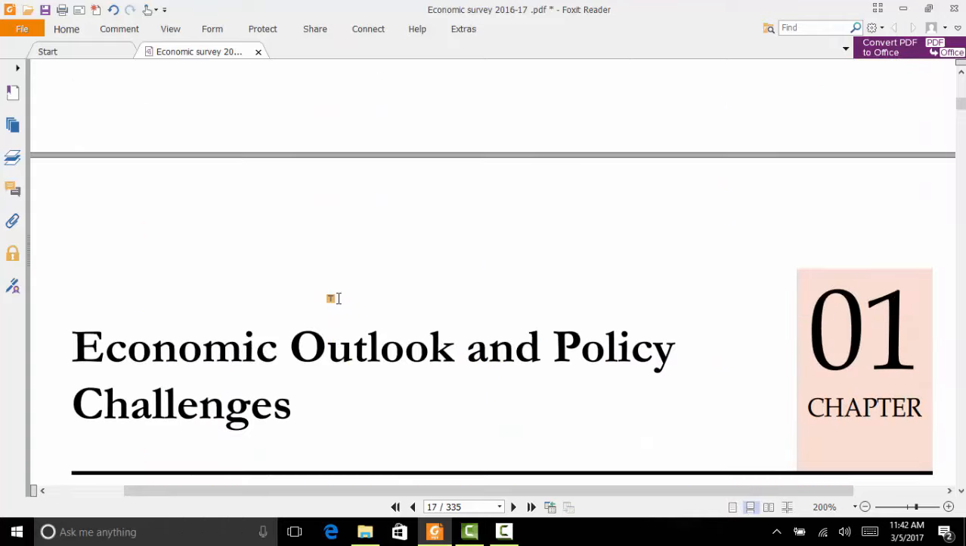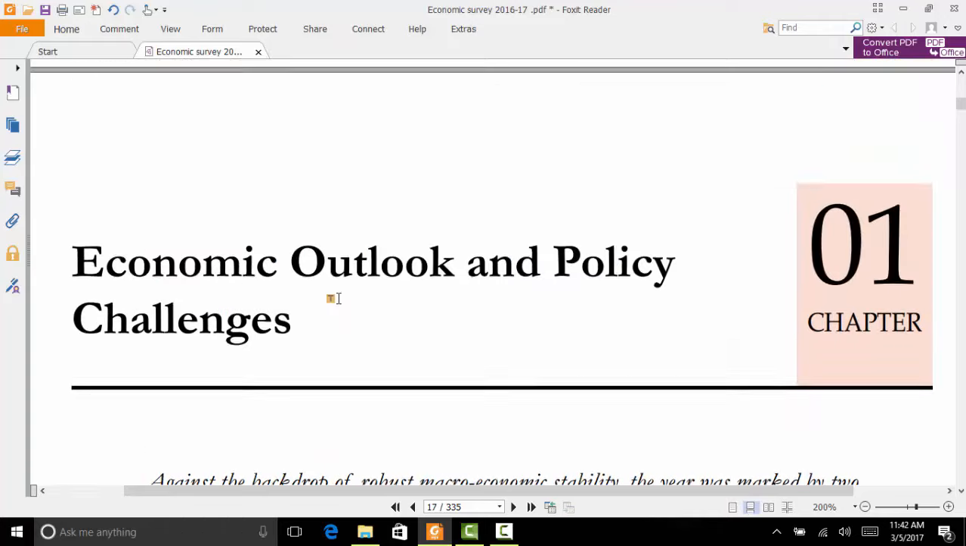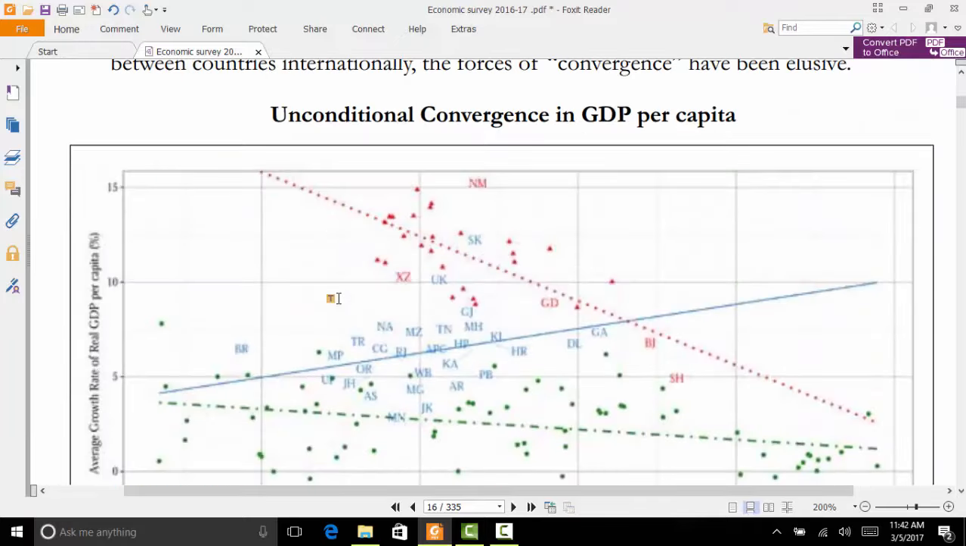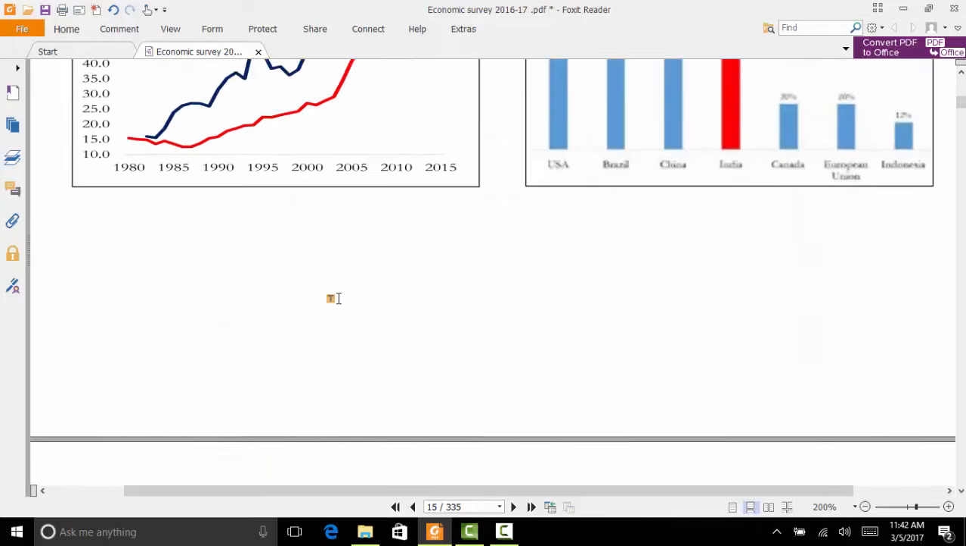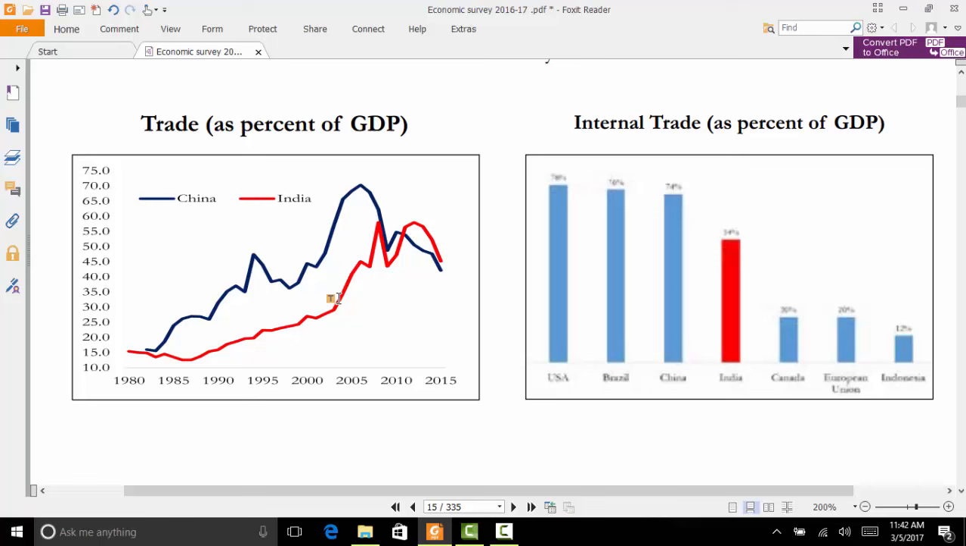Sir, can you lower the screen? Like this graph, the internal trade graph. I want to see it. Hmm. Which one? Yes, sir. Hmm. Sir, India is 30. 34%. 34.